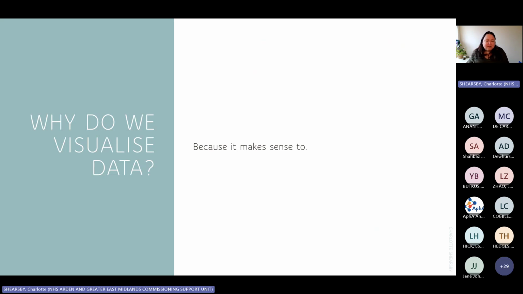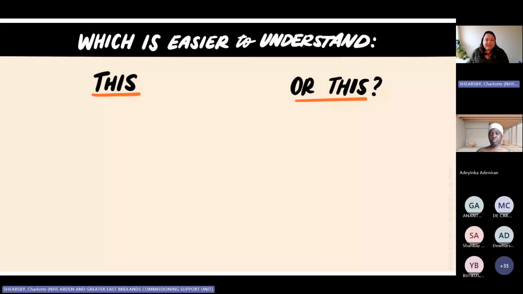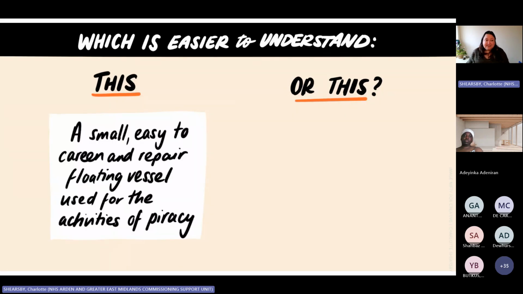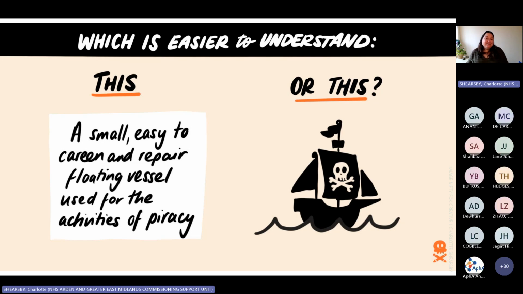And the simple answer to that is because it makes sense to. Our brains process visuals 60,000 times faster than text, and we can get to the visual sense of a scene in less than 1/10 of a second. So here's a little example. Which do you think is easier to understand, this text or this picture? I'm guessing that you got to pirate ship a lot quicker with the image than you did with the text. So it's just much easier to understand in visual form. Our brains just process it so much more easily.